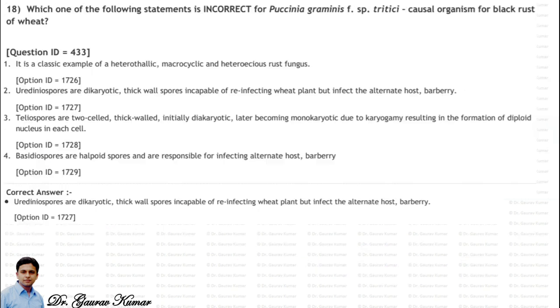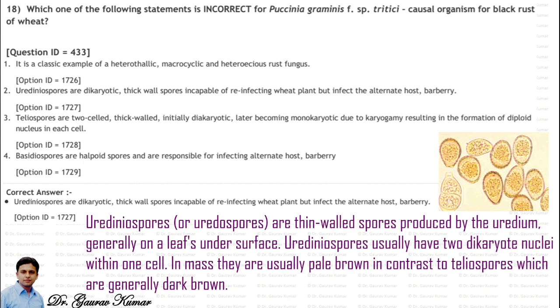Next, which one of the following is incorrect for Puccinia graminis triticae, the causal organism for black rust of wheat? The answer out of the 4 is that this statement is incorrect: that urediniospores are dikaryotic thick-walled spores incapable of reinfecting wheat plant but infect the alternate host barberry. Why? Because urediniospores, or urediospores as we call them, are thin-walled spores. So the answer says thick-walled, so it is wrong.